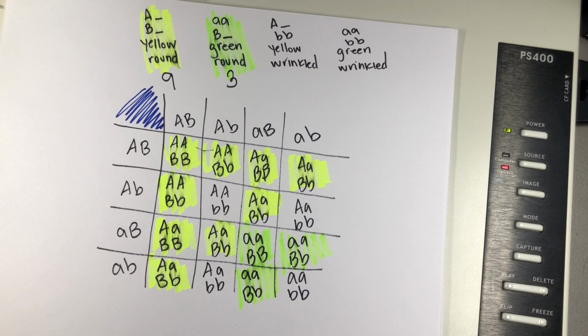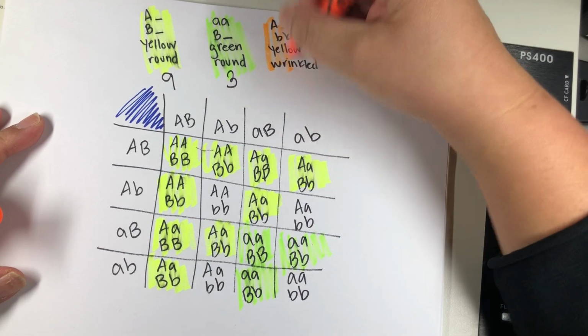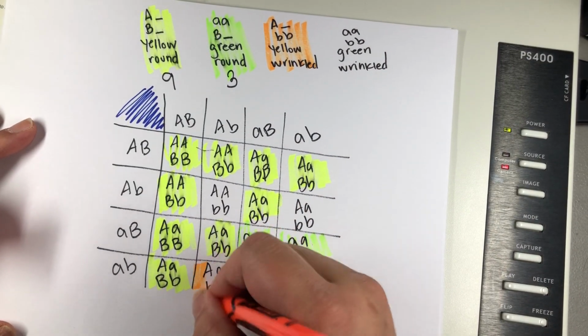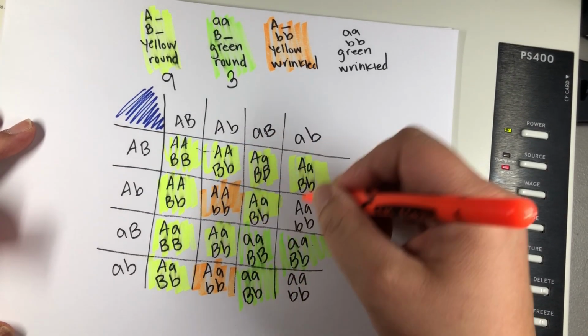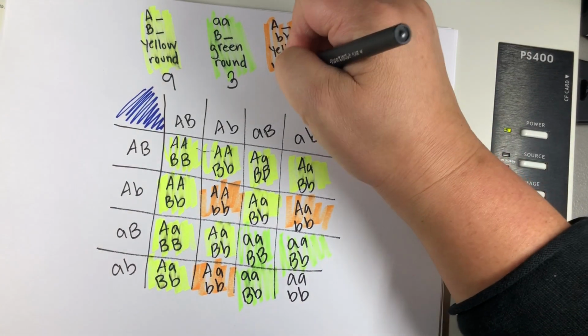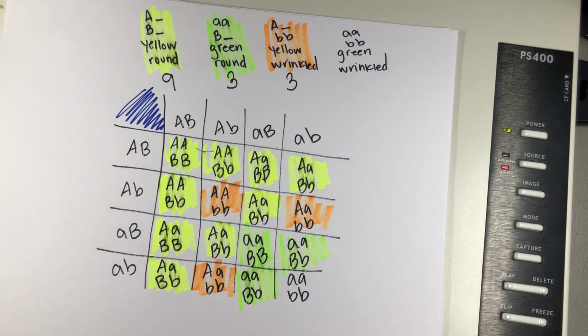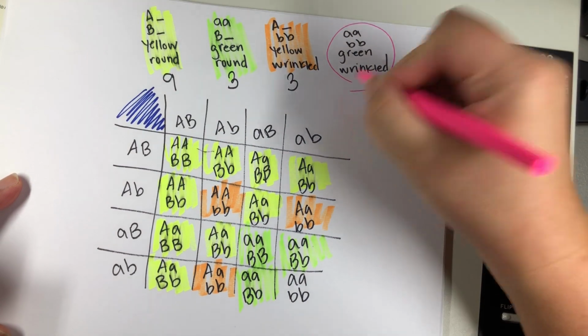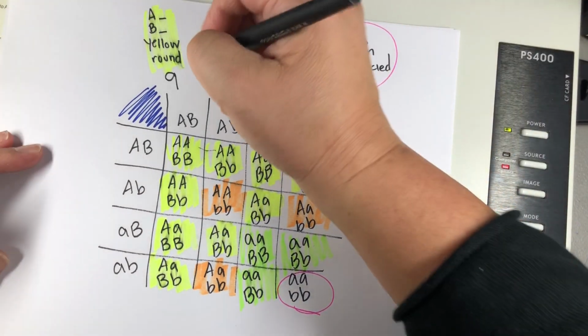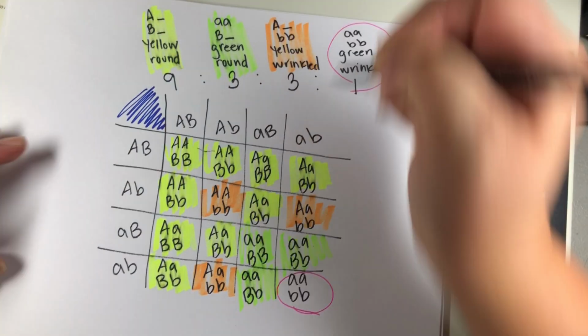Ooh, orange. So yellow wrinkled, we'll make orange. Anything with a big A and 2 little b's is going to be yellow wrinkled. So there are 3 of those. And then lastly, we will circle in pink, I suppose, anything green and wrinkled, and there's only 1 of those. So there is 1 green and wrinkled. So the phenotypic ratio is going to be 9 to 3 to 3 to 1.